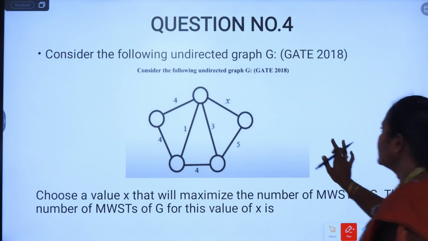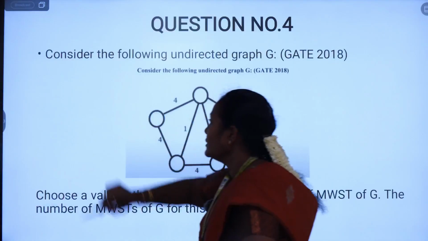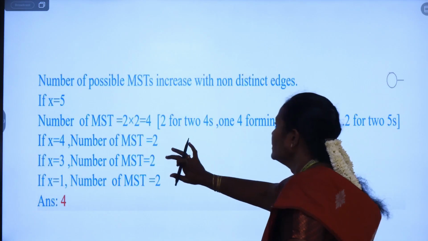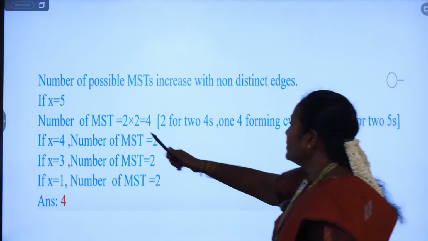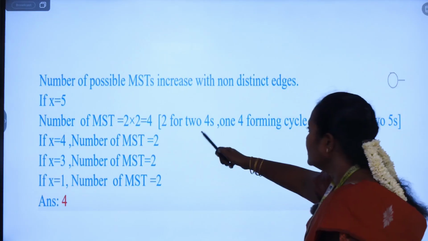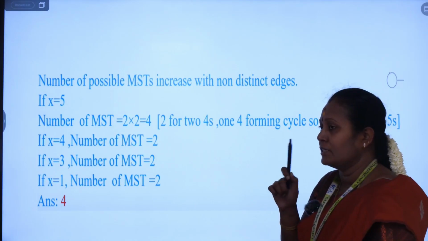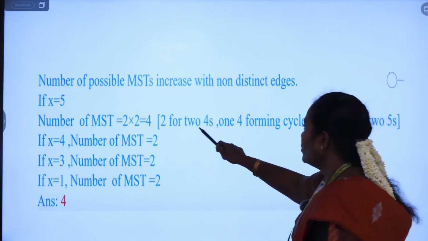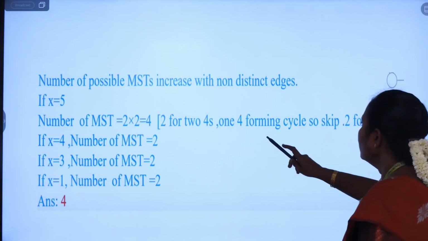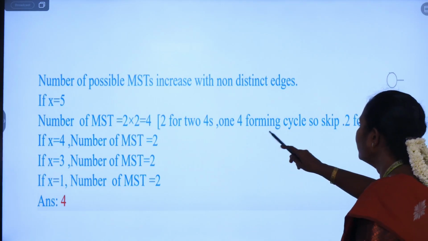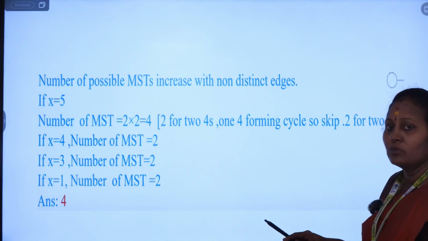Next, in that graph, if you take X equal to 5, the number of minimum spanning trees will be 2 for the two 4s, that is the weight 4 edges. Weight 4 means you have 2 spanning trees. One 4 will form a cycle, so you won't be using that 4.